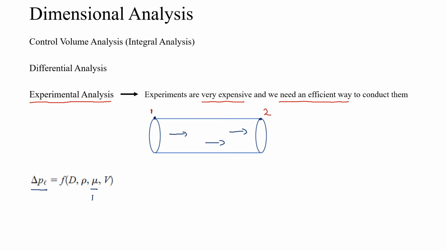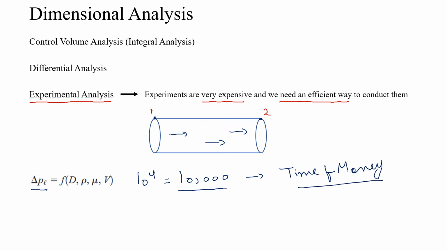For other variables, I will fix the diameter, the viscosity, and the velocity, and I will change the density of the fluid 10 times. Then I will fix the density, the viscosity, the velocity, and I will change the diameter of the pipe 10 times. So if I am changing each of these variables 10 times and fixing the other 3, I will end up with 10 to the power 4 experiments, and these are equal to 10,000 experiments. So if I start conducting 10,000 experiments, this will cost me a lot of time and money. So I need a smart way of doing this.